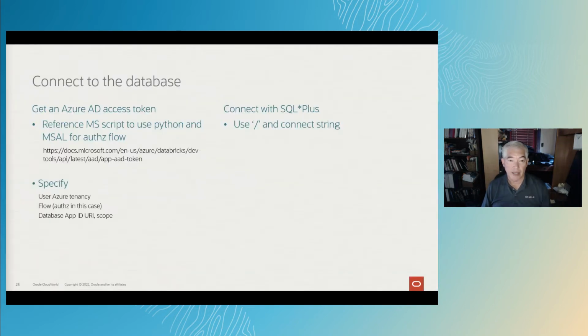Configuration is done. So what does the user need to do to connect? The user needs to run a process, utility, or script to get an Azure AD token and store it locally. Then the user connects using SQL Plus, in this demonstration using /login along with a connect string.